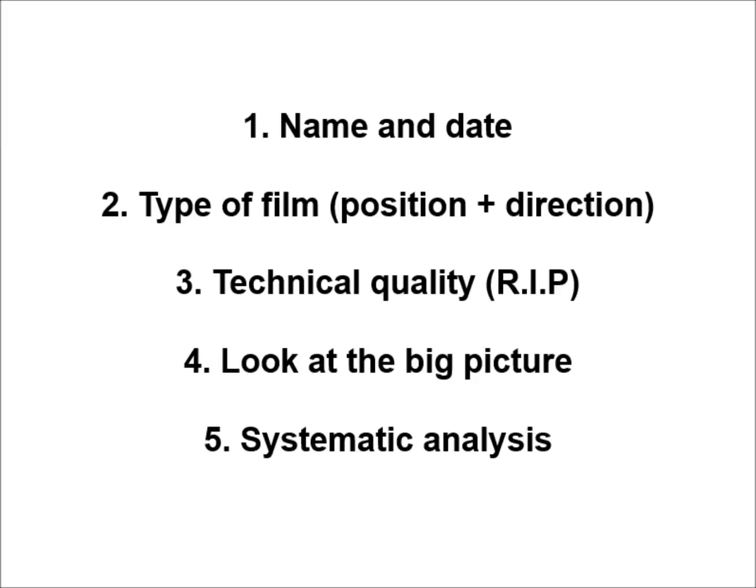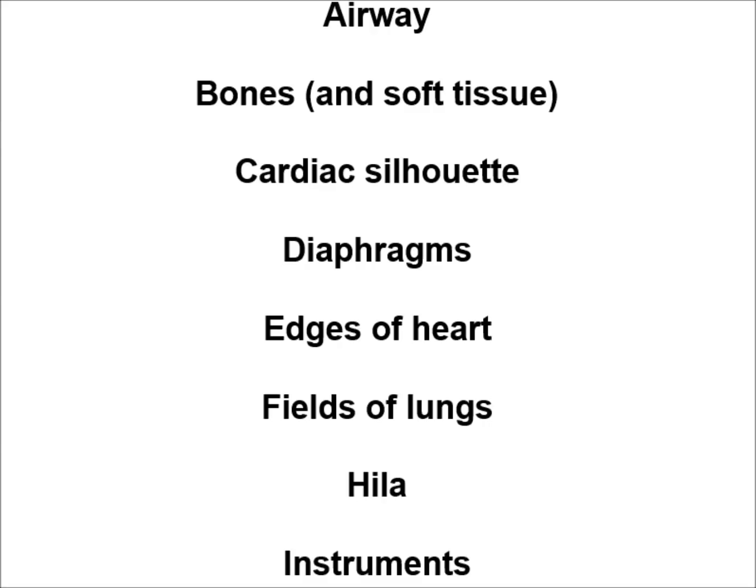4. Look at the big picture and take note of any obvious abnormalities. And 5. Systematic analysis using the A, B, C, D, E, F, G, H, I approach. A. Check the airway is central and patent. B. Check the bones for fractures or lesions, and also check the soft tissues around. C. Check that the cardiac silhouette is not abnormally enlarged. D. Check the diaphragms are visible, dome-shaped, and that the angles are intact. E. Check that the edges of the heart are clear.